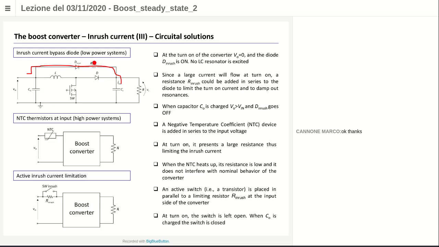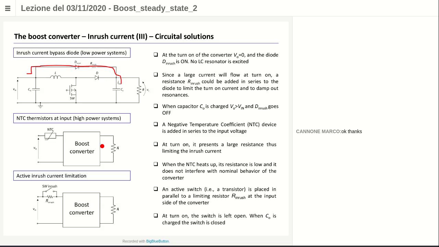In this case, this resistor only operates in the very short time interval in which you have the turn on, and so disappears. So you have some dissipation which is losses, but just at the turn on. While if you put a resistor in the circuit, I don't know, in series with the inductor, in series with the diode, in parallel with the capacitance, then that resistor is always there, even in the standard nominal condition.